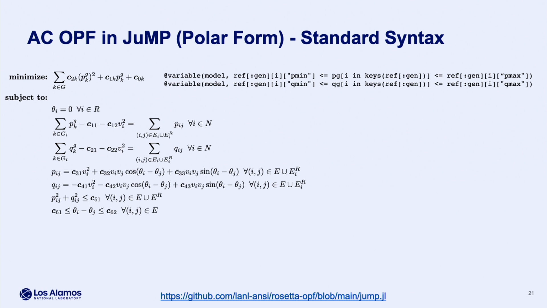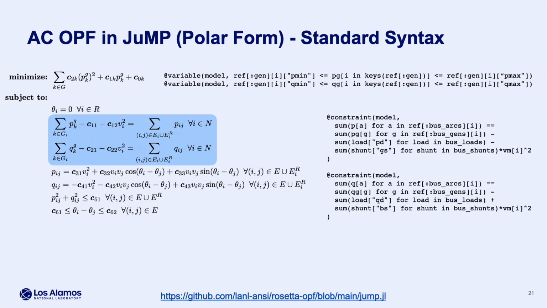Then when you want to define something like the power balance equations, you end up with these types of things. The first line, we're going to do @constraint. That's the JuMP syntax for adding a constraint to your model. The first line sums up all the branches. What is the power flowing in from the branches? And whatever that is has to equal the generation minus the load minus the shunt contribution on that particular bus. And we have two of these because one is for real and one is for reactive.